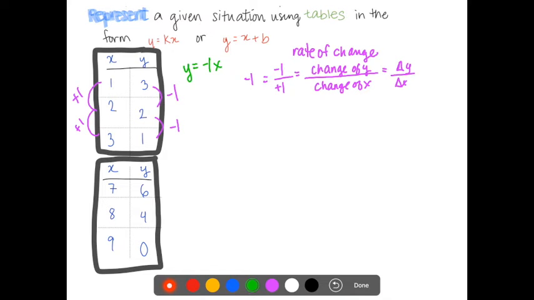Once you figure that out, what you need to do is plug some of these values into the rule that you just wrote. So let's go ahead and take our first set of values. x is 1 and y is 3. And what I'm going to do is substitute the 3 for the y and substitute the 1 for the x in here. And when I simplify, I notice that this equation is not true. So this rule is not going to work.